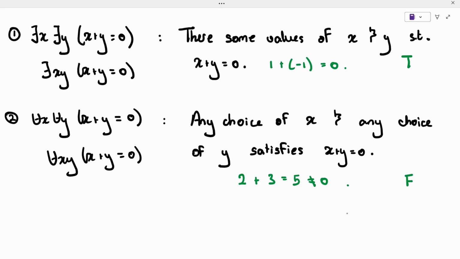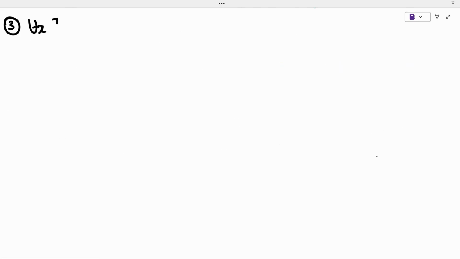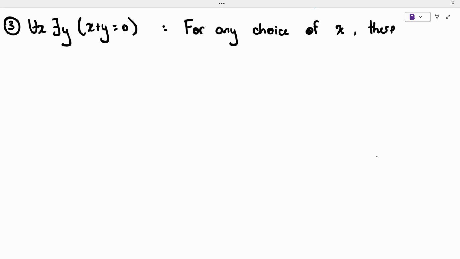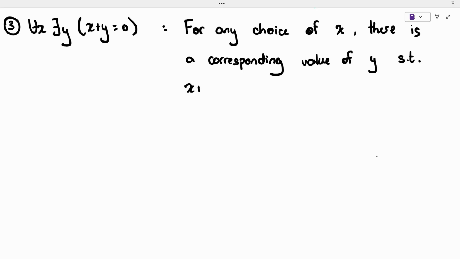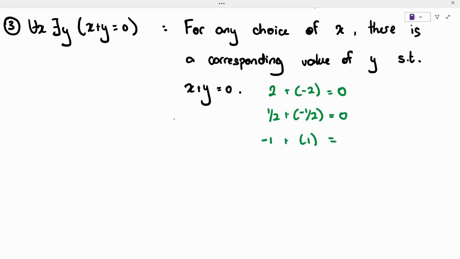In this third example, we have for all x, there exists y such that x plus y is equal to 0. This means for any choice of x, there's a corresponding value of y which satisfies x plus y is equal to 0. Is this statement true? Well, let's see. If we choose x is 2, then there is a corresponding value that gives us 0. If x is a half, there's still a corresponding value to give us 0. If x is negative 1, we still have a corresponding value to give us 0.